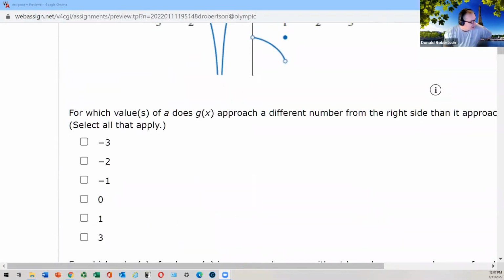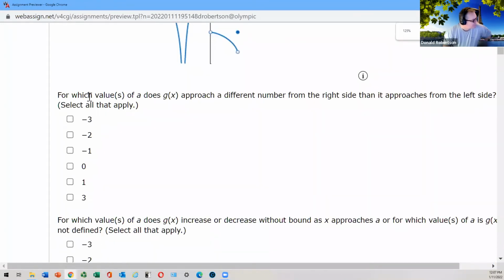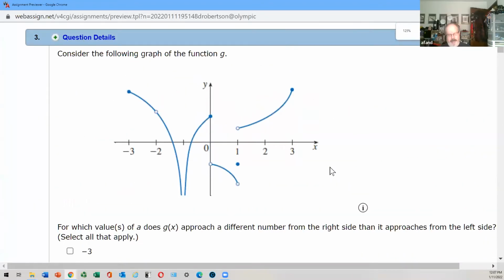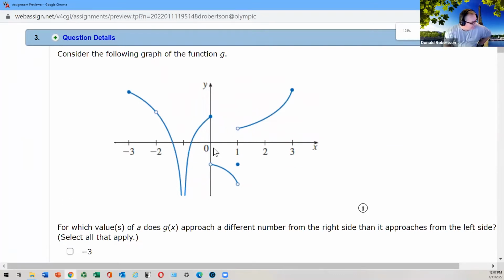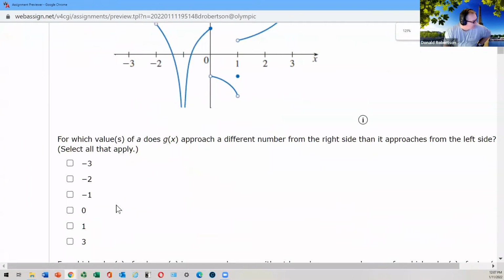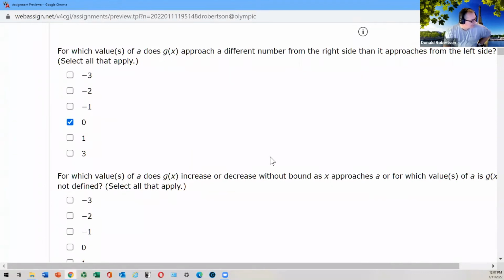Now, let's look at how they phrase the same thing. For which value or values of x does this function, which is called g of x, approach a different number from the right as it does from the left? Now, a different number from the right as it does from the left. You see, coming in from the right, it gets to here. Coming in from the left, it gets to here. So I would call that one of those answers.